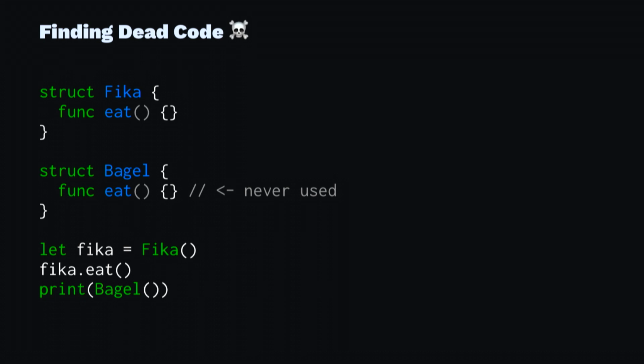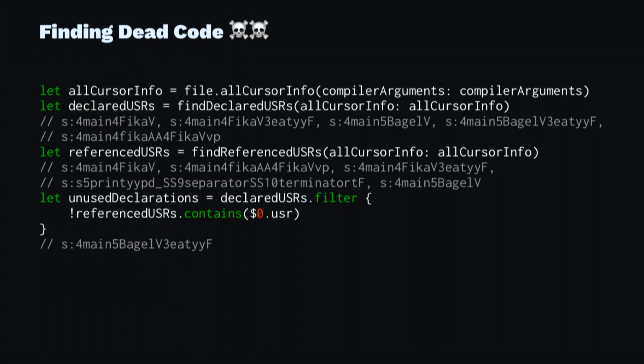We're referencing the eat declaration that's declared on line 2. So again, you make a big list of everything that's declared, you make a big list of everything that's referenced, and you subtract one from the other. And everything that isn't directly referenced that was declared is dead code. So in this case, we can perform a filter on all of our USRs and say, well, if any of these are not referenced, it's dead code. So in this case, we found that the bagel.eat function was unused.